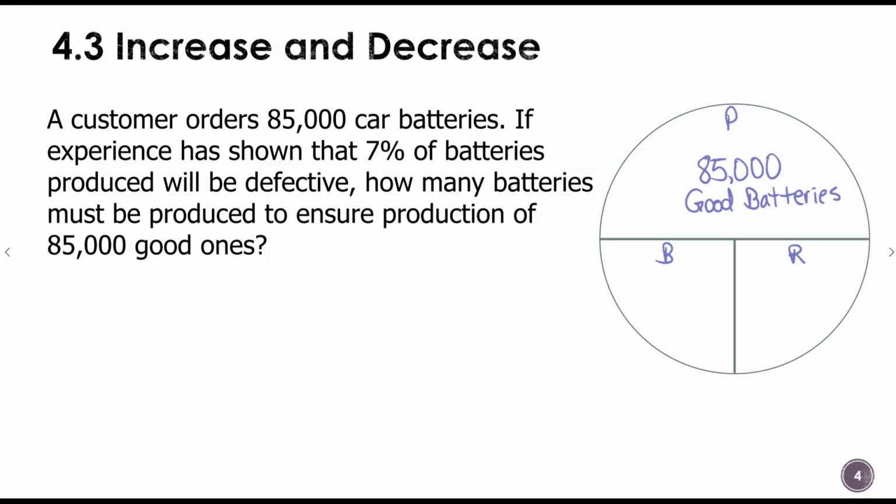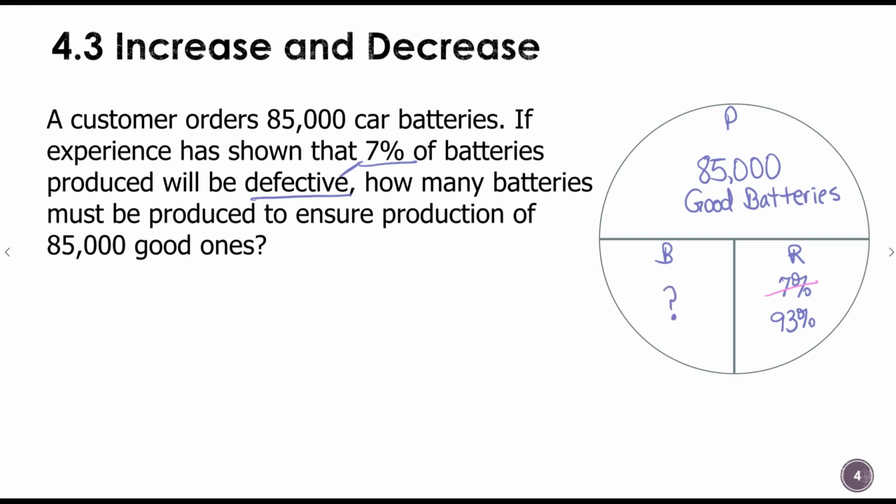Now remember that 7% are the defective batteries, right? 7% are defective. So that means that 93% of batteries are good. So when you produce a batch of batteries, 93% of them will be good. Okay, so in this case we need 93% of some bigger number, and that will give us the 85,000 good batteries, right? 93% is the good percent, that's the percent of good batteries. And we are looking for the base.